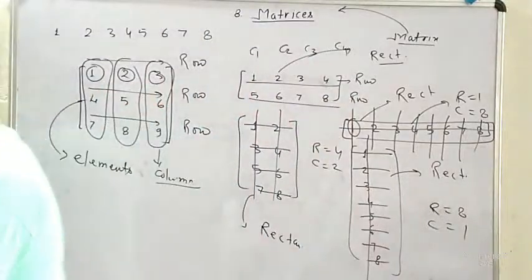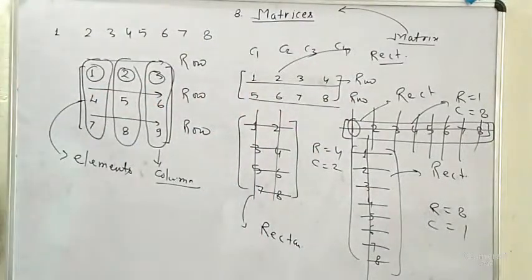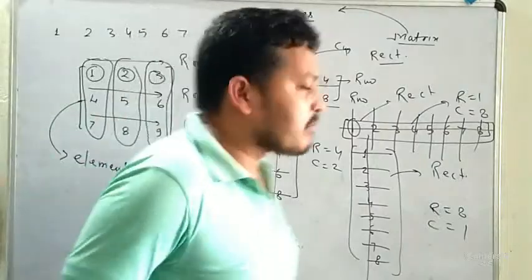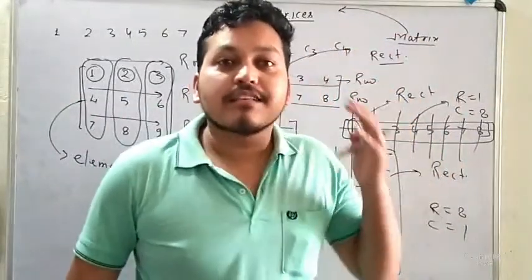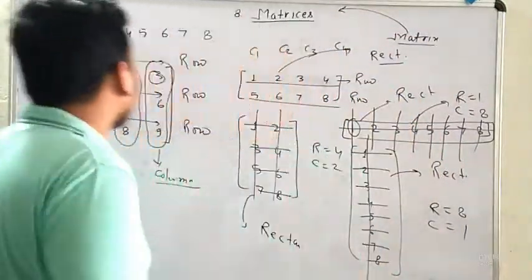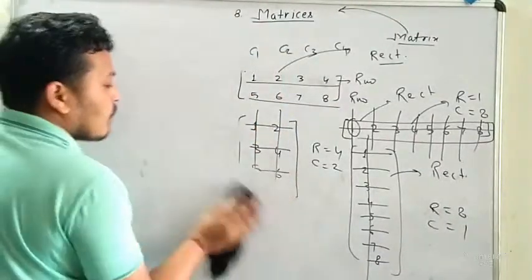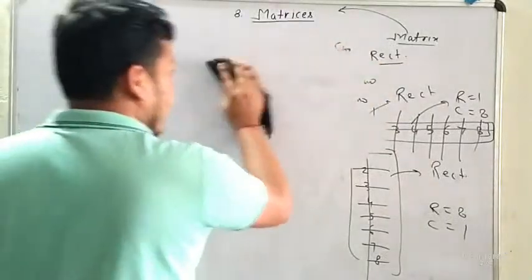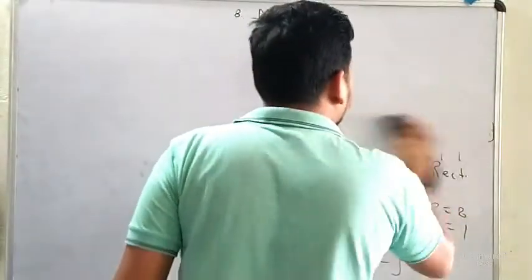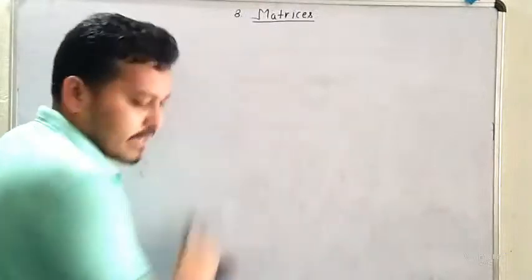So the arrangement of numbers in the form of rows and columns, which makes the shape of a rectangle, is known as a matrix. Okay, so I hope you understand the basic concept of matrices and how we can arrange any numbers, any elements, in the form of a matrix. How can we arrange them?